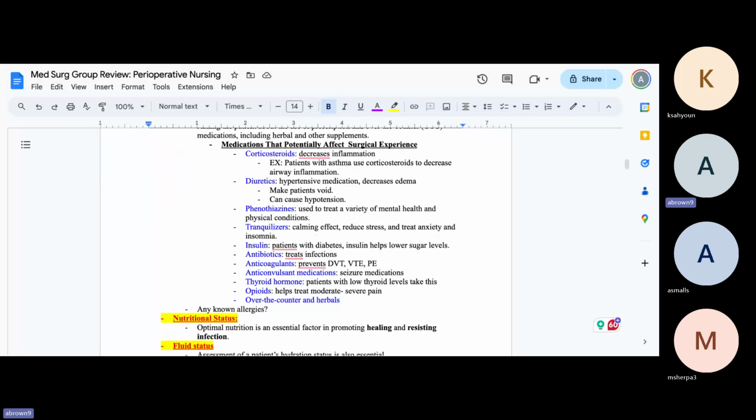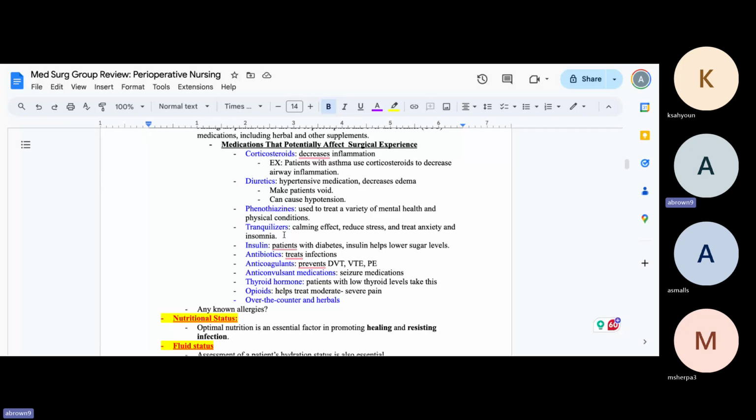So corticosteroids are medications that decrease inflammation. We see corticosteroids when a patient has asthma. Asthma has a lot of inflammation in the airway, so we use corticosteroids to decrease airway inflammation. Diuretics are medications you give to patients who have hypertension, or patients who have edema, so fluid in the legs. Diuretics make patients void, and if this patient is voiding a lot, this medication can cause hypotension as well. Phenothiazine is used to treat a variety of mental health and physical conditions.